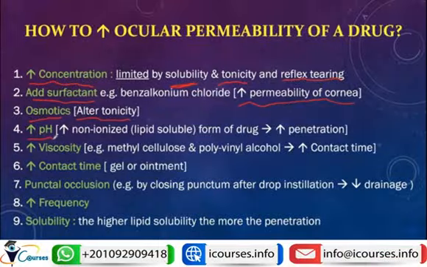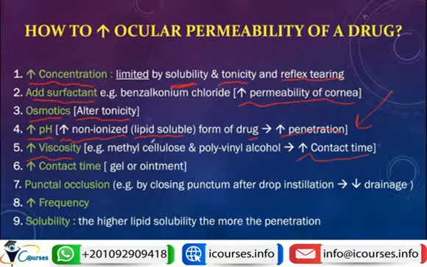Increasing the pH will also affect the permeability, as increasing the pH will increase the non-ionized, or lipophilic, or liposoluble form of the drug, which will increase the penetration. So we know this rule, that increasing the lipid-soluble form of the drug will increase the penetration, and this happens more with a high pH. Also increasing the viscosity of the drug. So instead of a watery eye drop, we can give a viscous eye drop, like the methylcellulose or polyvinyl alcohol bases that are added to artificial tears in order to increase the contact time.